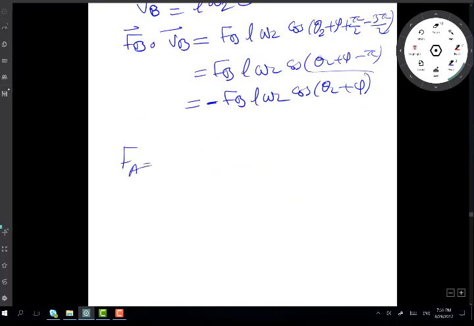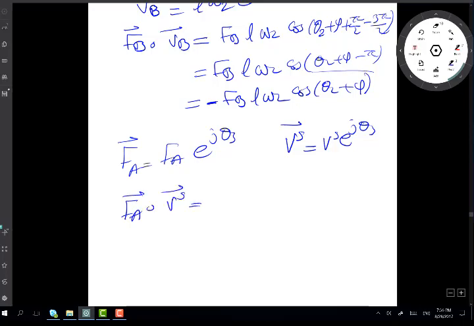So FA is some force as a vector, FA e^(jθ3), because it is directed along the hydraulic cylinder. And VS is VS e^(jθ3) as well. I can put a little arrow just to say the vector VS. Those together, if multiplied, will give me the driving power. So I have FA dot VS. This will be FA VS cosine(θ3 − θ3), which is cosine 0, which is 1. So it's FA times the velocity VS.